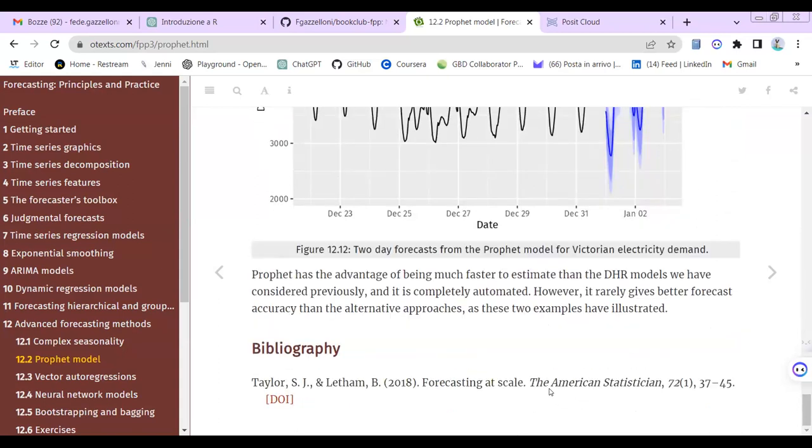But this is what I have. I'm going to stop sharing now, because, as you can see me, the second part.